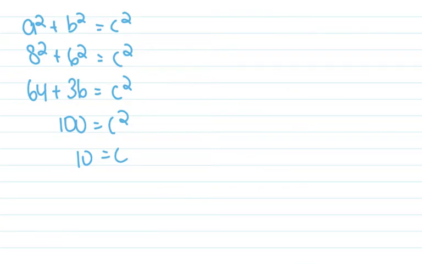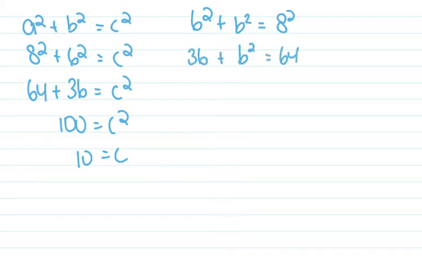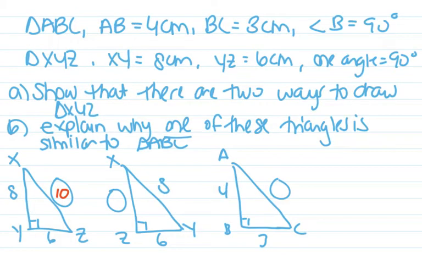The next one, we know the hypotenuse, but we're missing one of the other sides. So we have 6 squared plus b squared equals 8 squared. 6 squared is 36 plus b squared equals 64. We will subtract 36 from both sides. 64 minus 36 is 28. And then we will take the square root of both sides, and b will equal 5.29. So that means this one here is 5.29.